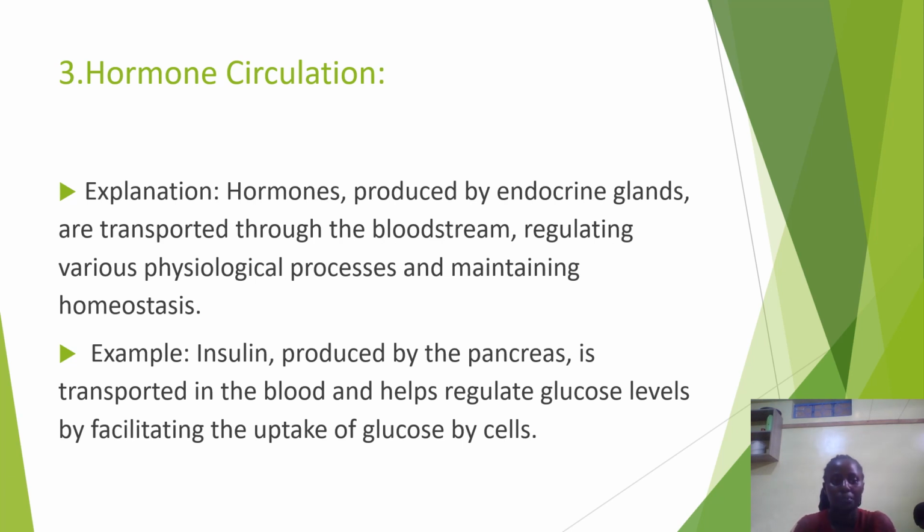Hormone circulation. Hormones produced by endocrine glands are transported in the bloodstream, regulating various physiological processes and maintaining homeostasis. An example is insulin produced by the pancreas, which is transported in the blood and helps regulate glucose levels by facilitating the uptake of glucose by cells.